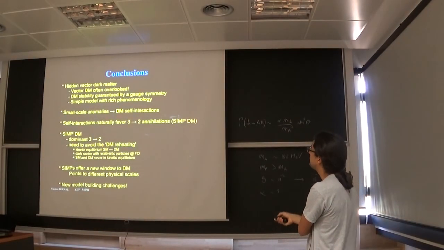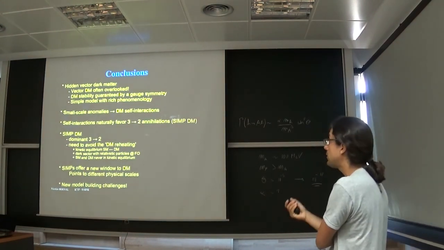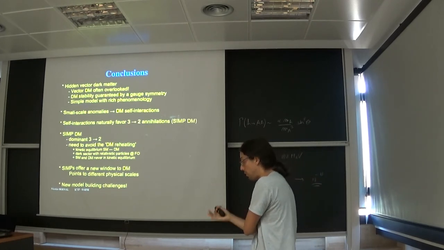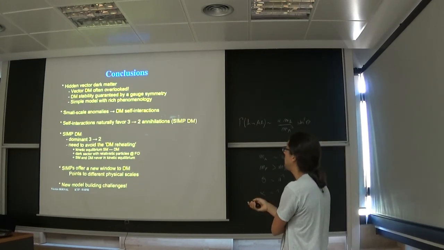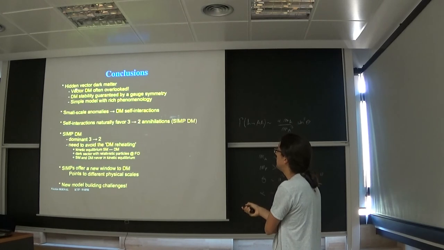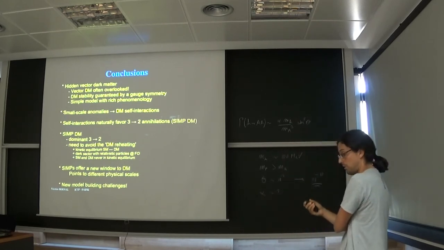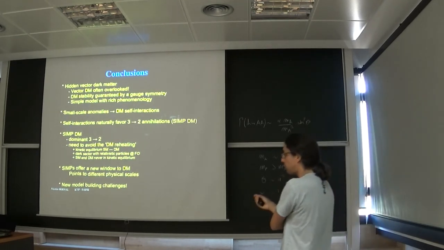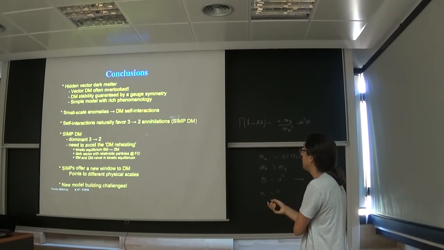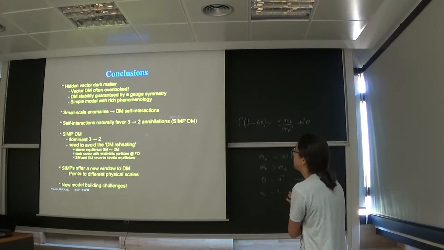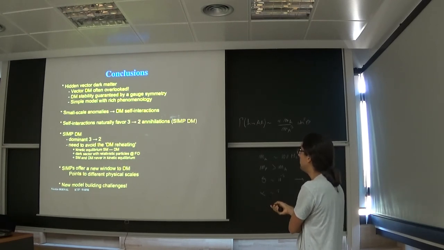So yes, like a summary. The model that I used was this hidden vector dark matter. I think it's very interesting, first because vector dark matter is very often overlooked. Typically, we focus on scalar dark matter or fermion dark matter. A very important feature of this scenario is that the dark matter stability is guaranteed by the gauge symmetry of the problem. So we don't have to impose by hand a Z2 or Zn or R parity or whatever in order to guarantee the stability. It's a very simple model in the sense that we have a couple of new fields and 4 new free parameters, and it has a very rich phenomenology.